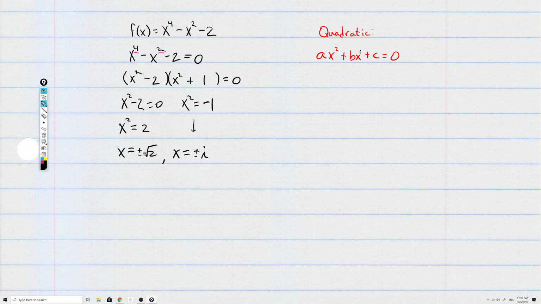So from here, if you wanted to graph this polynomial, you could use the leading term test. You could write it in completely factored form, x minus root 2, x plus root 2, x minus i, x plus i.